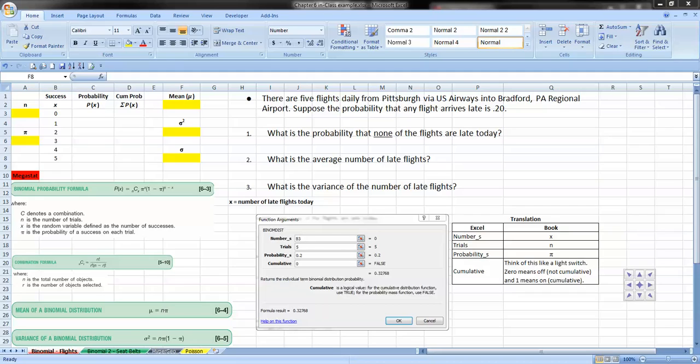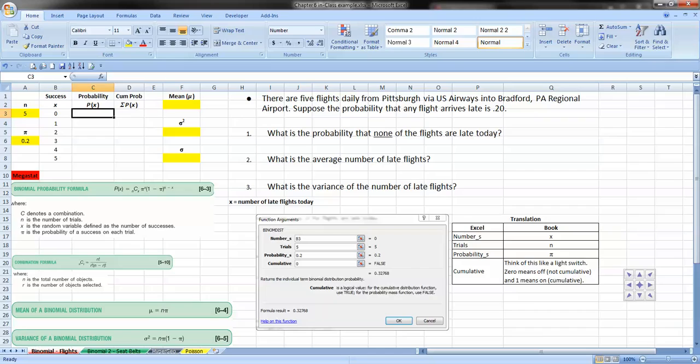So what are we doing first? We need to get our values to do the distribution. Our n happens to be the number of flights that we're doing daily, and that's 5. Our pi, or our probability that any flight arrives late, is given to us, and that's 0.20. So now we can go in and create our first probability.